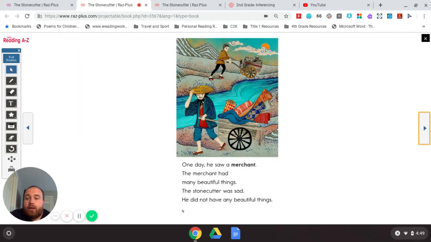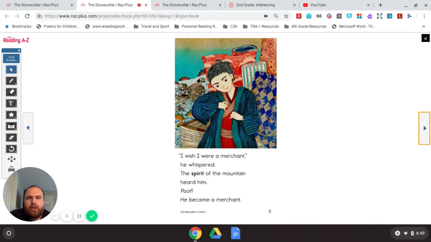One day he saw a merchant. All right, one of our words, a merchant. The merchant had many beautiful things. The stonecutter was sad. He did not have any beautiful things. I wish I were a merchant, he whispered. The spirit of the mountain heard him. Poof! He became a merchant.